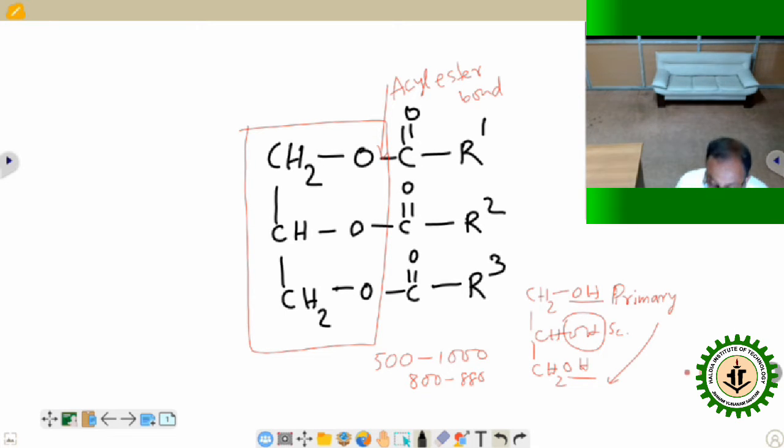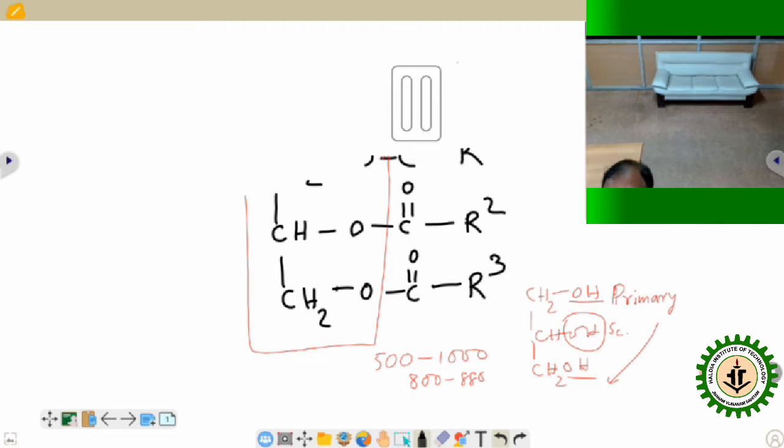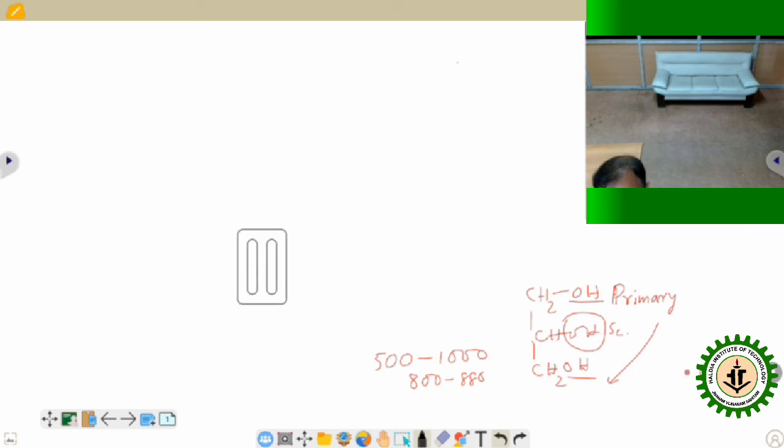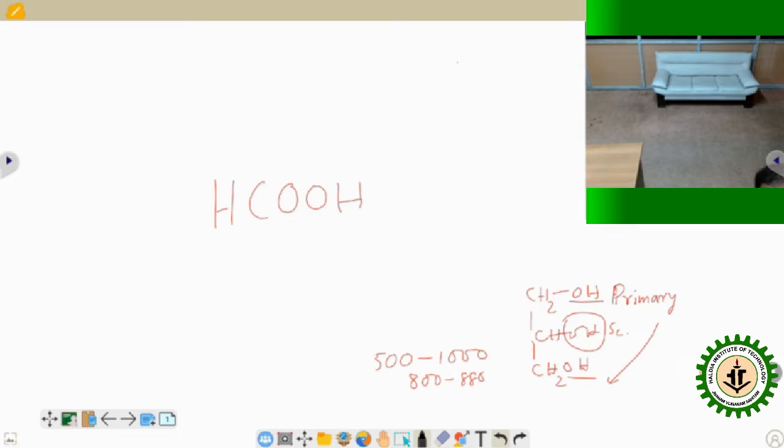Now fatty acids. Let us see what these fatty acids are. The simplest such fatty acid is formic acid. Formic acid is not at all present in edible fats and oils. Next comes acetic acid, a monocarboxylic acid, straight chain aliphatic monocarboxylic acid.